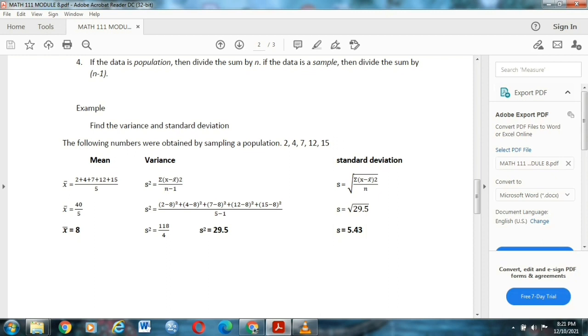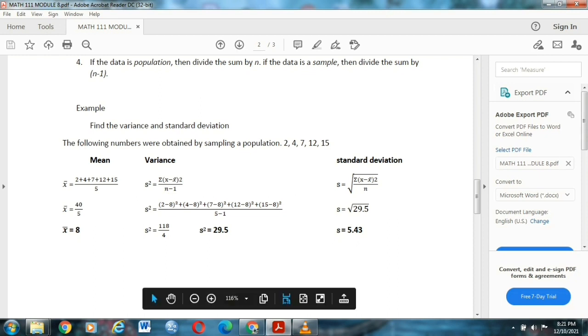Para pag i-add natin yan, para mas madali, pwede naman natin i-calculator. And then, ang result niya ay 118. Okay, so 5 minus 1 is 4. Divide natin ng 4. So, ang variance is equal to 29.5.